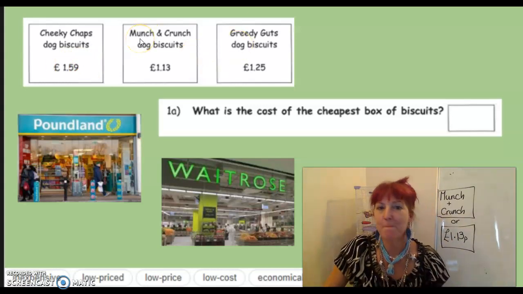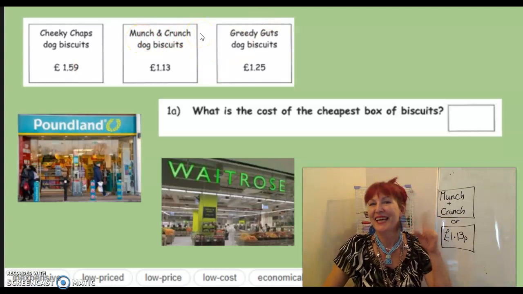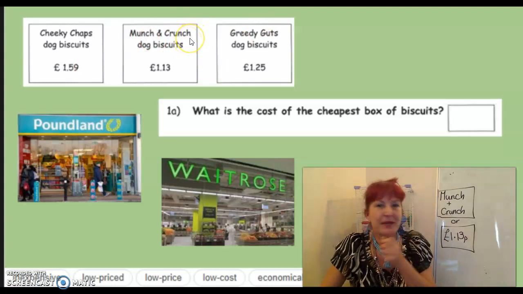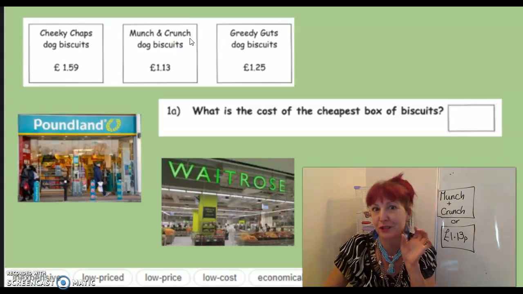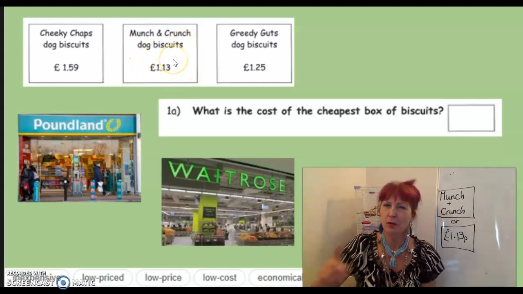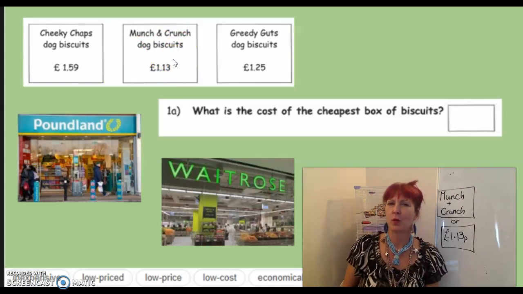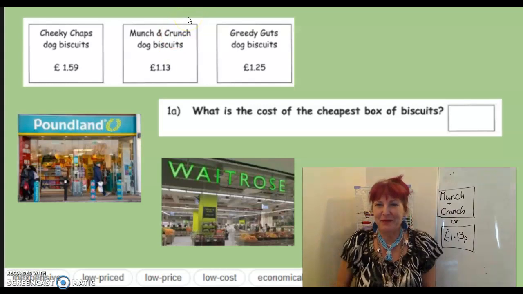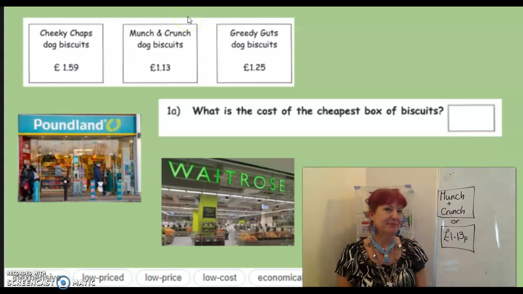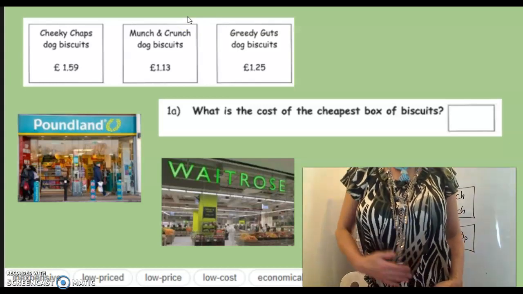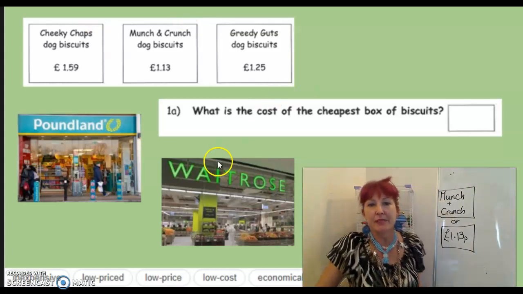Next one I've got Munch. Munch is to like to eat something. Crunch is the sound it makes. You know when you bite into something crisp, crunch. Dog biscuits, £1.13. What would you round that to? £1.10. Fabulous. Greedy, oh, I'm a bit greedy, especially when there's cakes and biscuits around. Greedy guts. This is my gut. It means your tummy area.